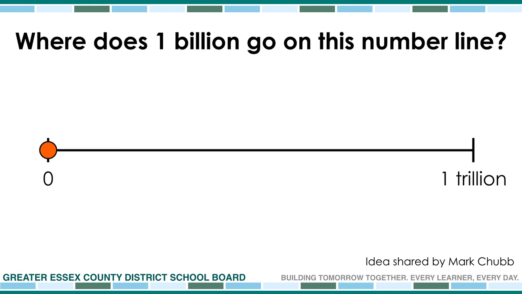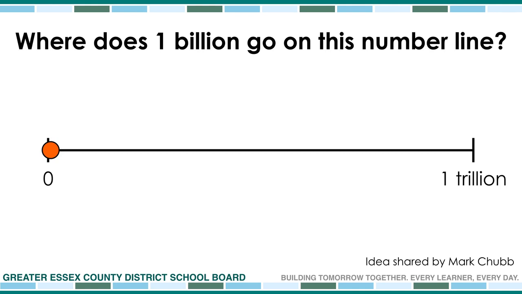So, what do you think? Do you think that a billion would go somewhere around here? Well, that would mean that 1 billion is half of 1 trillion. How about somewhere around here? Now, this might seem more reasonable. However, that would mean that 1 billion is 1/4 of 1 trillion. And that's not quite accurate either. How about here? Nope.